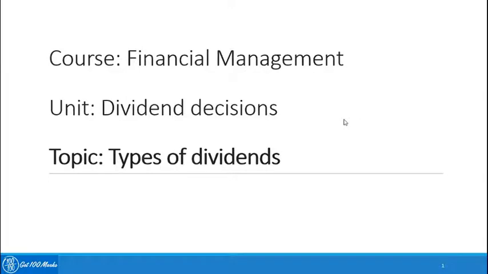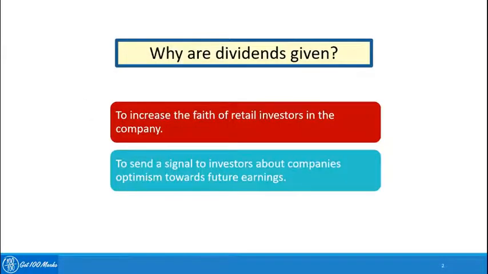Let's look at the type of dividends that a company can issue through this pack of slides. Why are dividends given? We have discussed it earlier also. This is a re-emphasis to increase the faith of retail investors in the company, because the investors have invested money in the company. They want something in return, and that return is given to them in the form of dividends. To send a signal to the investors that the company is doing good, the company is optimistic about its future earnings, and they would keep getting such dividends even in the due course.